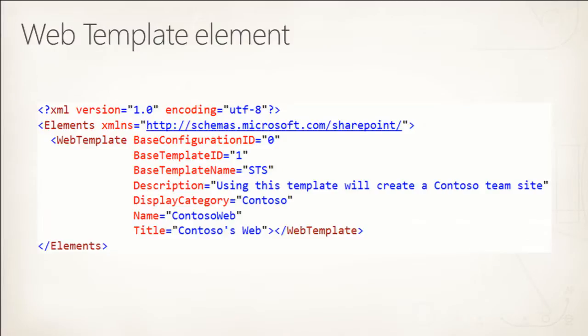I put a description in. This is what users will see when they are creating a new site based on your web template. So make sure that it's something that is actually useful to them. There's a display category, which is the category from which they can actually pick the template. And we have a name, Contoso Web. That name is important. We have to remember that name for a second because we will come back to that. And there's a title, and that title is, again, what the users will see when they are creating a new site based on it.